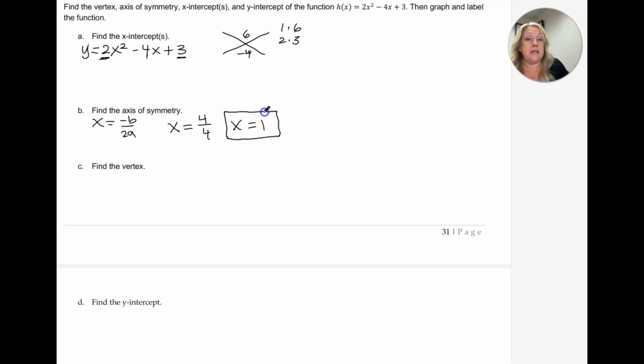Remember, this is a line, and you always need to write it in an equation form. So if you just put 1 down, that's going to be incorrect. It needs to be written as an equation.